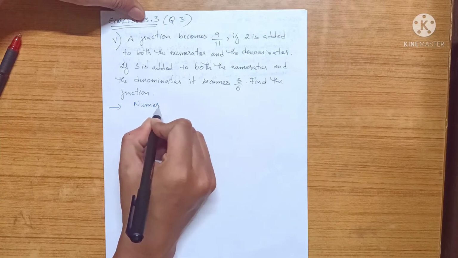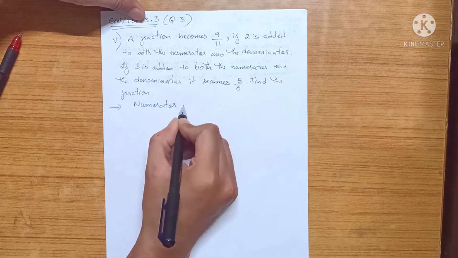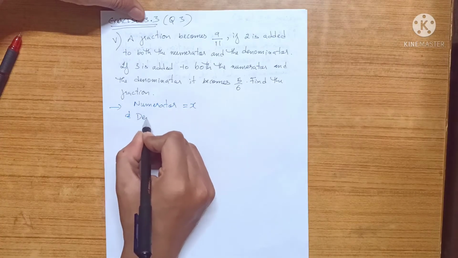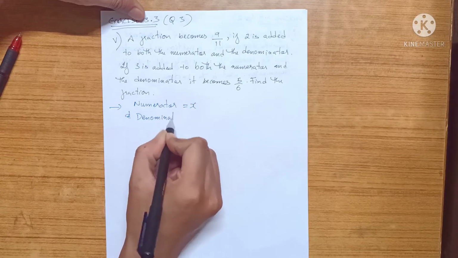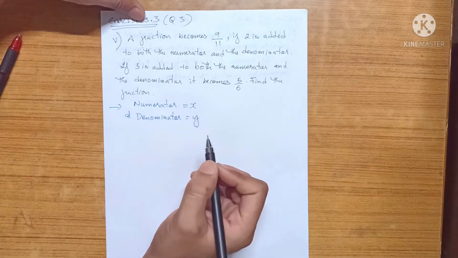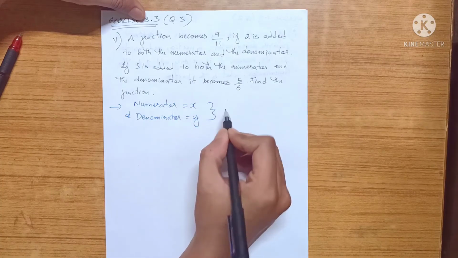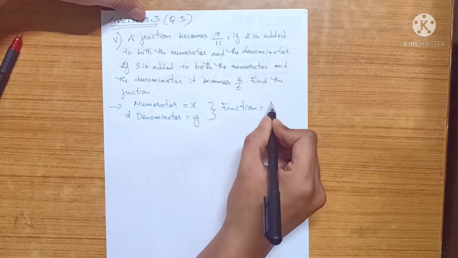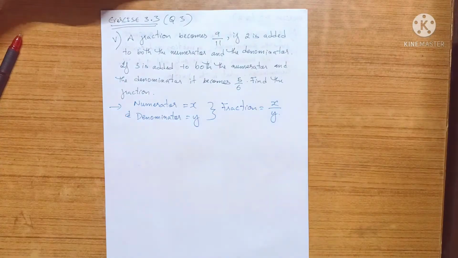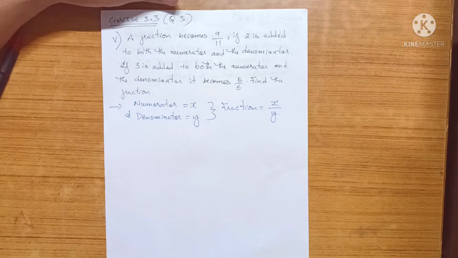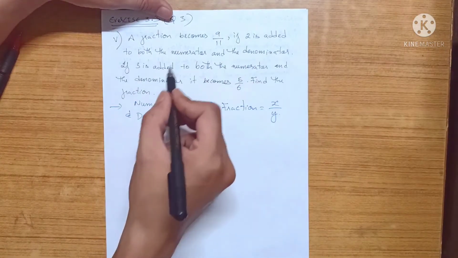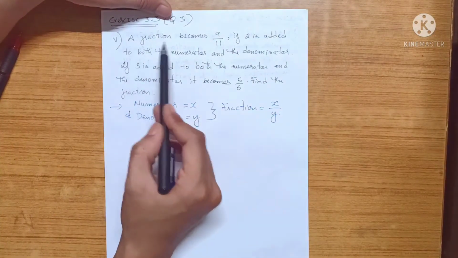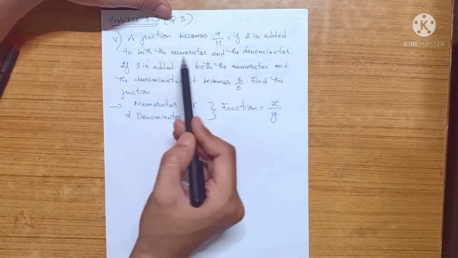Let's take the numerator as x and the denominator as y. If the numerator and denominator are x and y, the fraction will be x by y, right? Now let's see what we have. If 2 is added to both the numerator and denominator, it becomes 9 by 11.